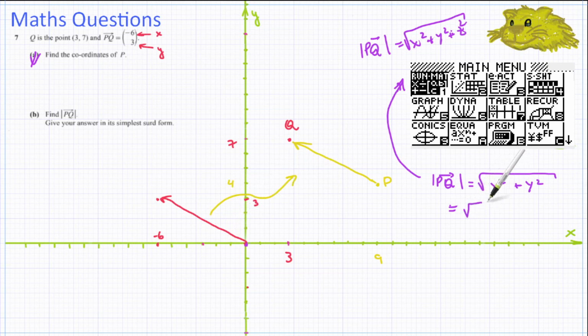So if we put the values in, we will have 6 squared plus 3 squared. So this is root of 36 plus 9. We are asked to give our answer in the simplest surd form. Therefore, we should not use our calculator this time. If we add those numbers, we should have 45.